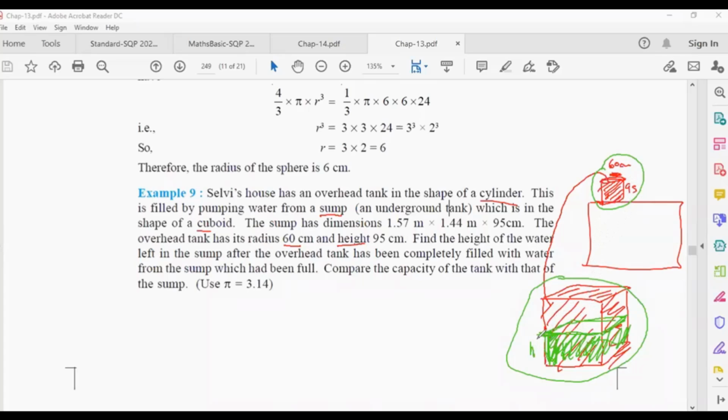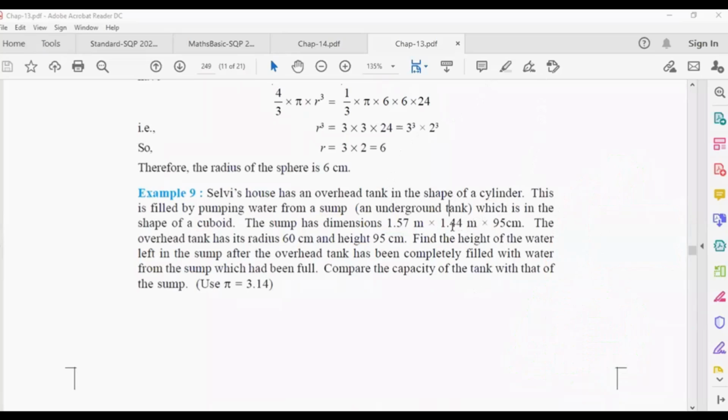So using the formula here, the h we can be considered because the other dimension will remain unchanged, right? So the dimensions are 1.57 into 1.44. Those two will remain unchanged. So using the LBH formula, we can substitute these two values, and the volume in numbers we can calculate. Then doing some reverse step, we will be able to find the height of the remaining water.